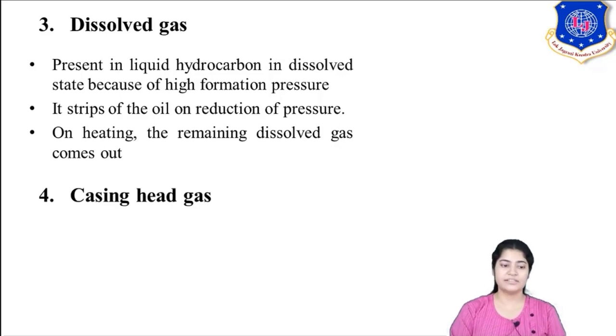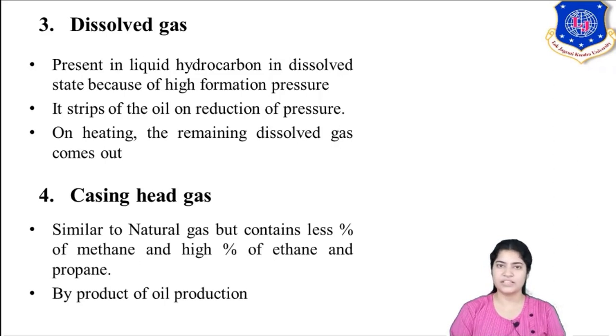Fourth category is casing head gas. Now this casing head gas is the same as natural gas, but the proportion of methane is less, and a high amount of ethane and propane is there. Now it is simply produced during oil production. When you're taking out the oil, this kind of gas is also present, but it is in very small quantity.